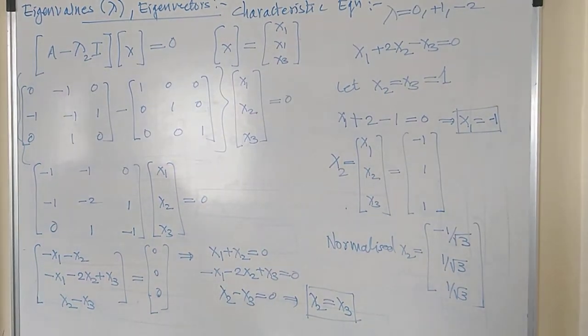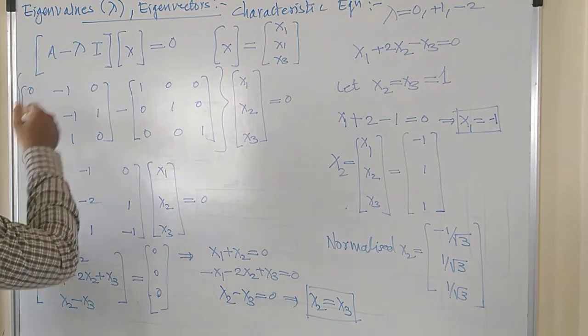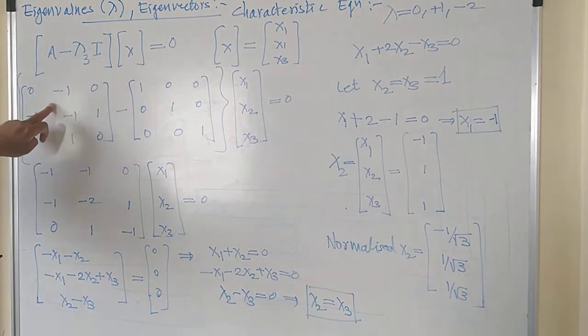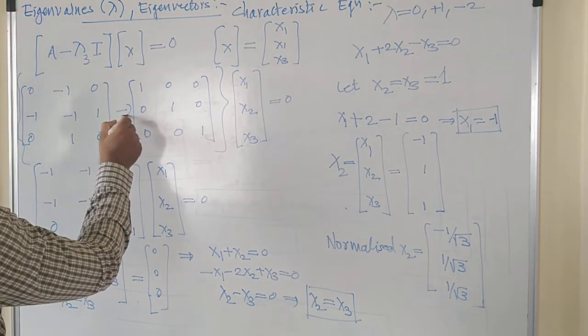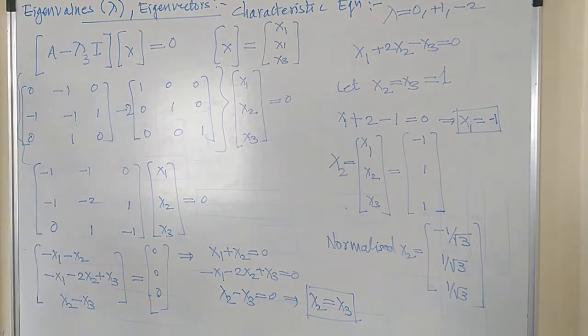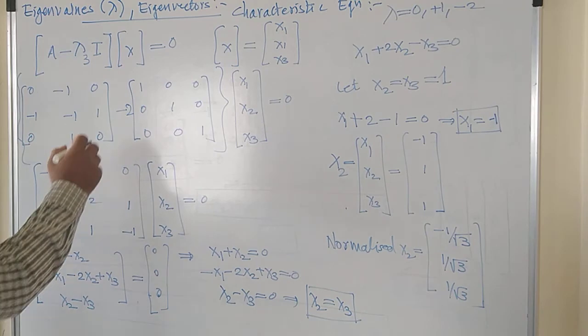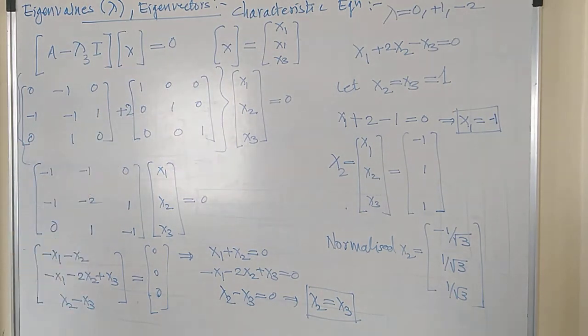Similarly, you can calculate the third eigenvector for the third eigenvalue. So what will be the respective change? A minus lambda 3 I into x is equal to 0. So this matrix will be the same. Lambda 3 is how much? Minus 2. So minus 2 into I will be this, and if you multiply, minus minus will become plus here, minus lambda 3, this will be a plus 2, isn't it? And then multiply by 2 to the matrix.